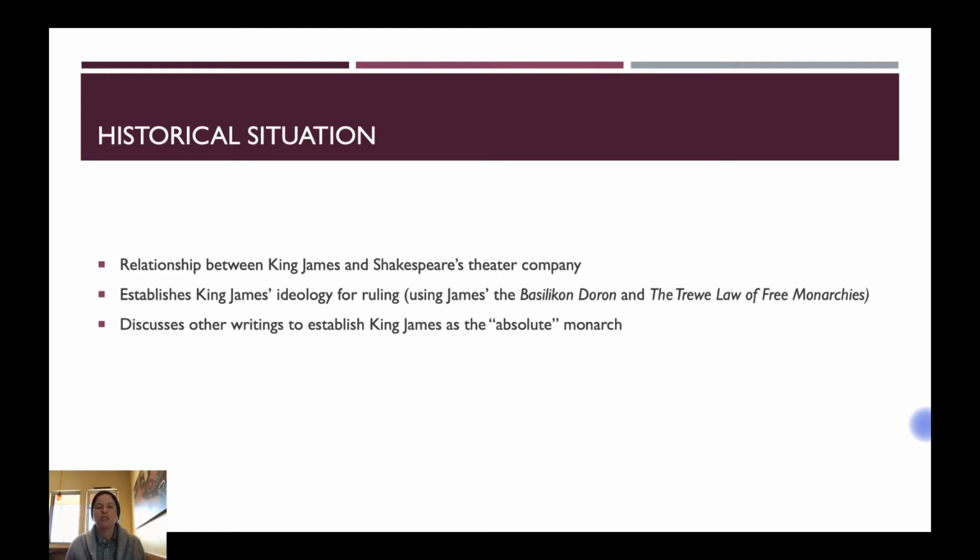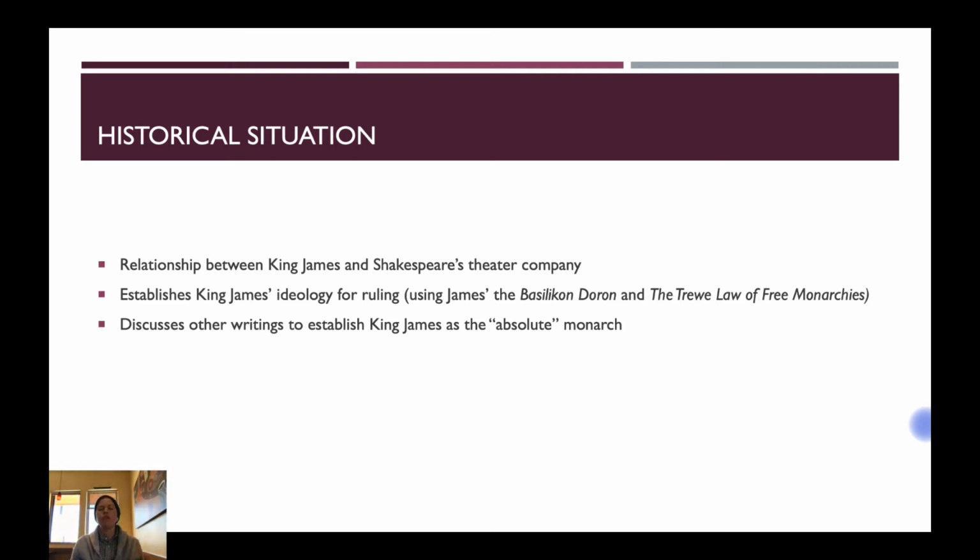But it established James's ideology for ruling, which was essentially, I'm in charge. God put me in charge. I'm awesome. You need to listen to me. That's essentially what James's ideology for ruling was. Okay, so you want to keep that in mind as you go. It also discusses other writings that help to establish King James as the absolute monarch.